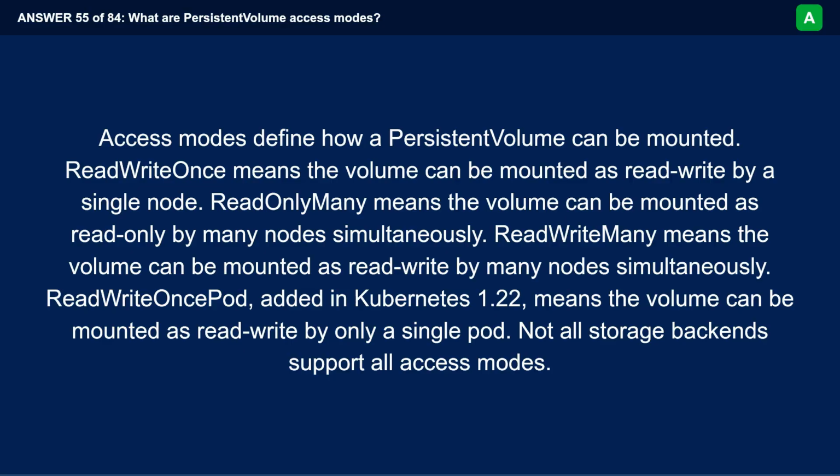Access modes define how a persistent volume can be mounted. Read-write once means the volume can be mounted as read-write by a single node. Read-only many means the volume can be mounted as read-only by many nodes simultaneously. Read-write many means the volume can be mounted as read-write by many nodes simultaneously. Read-write once pod, added in Kubernetes 1.22, means the volume can be mounted as read-write by only a single pod. Not all storage backends support all access modes.